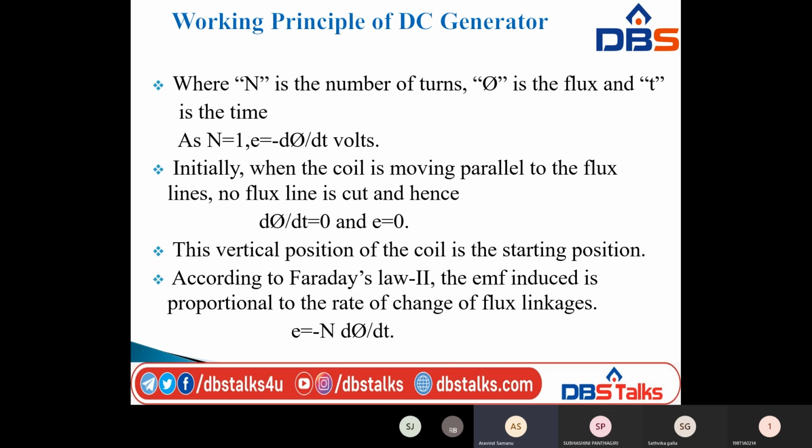In the initial condition, when the coil is moving parallel to the flux, there is no cutting of flux, and if there is no cutting of flux, that means no EMF is induced. That means d phi by dt is equal to 0 and E is equal to 0. That is, EMF is 0 for the first condition. This vertical portion of the coil is the starting portion, as I already said.